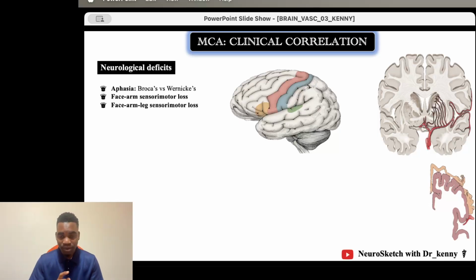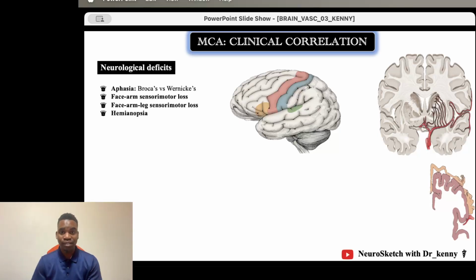Why? Because you remember we have the branches that are going to supply the internal capsule, and you remember that in the internal capsule there is somatosensory organization as well. So it depends on what part. The middle cerebral artery can also affect the leg, because it also supplies the internal capsule through the lenticulostriate arteries.